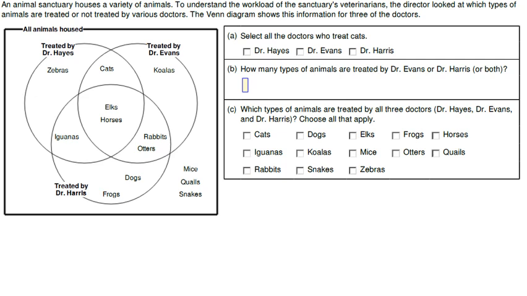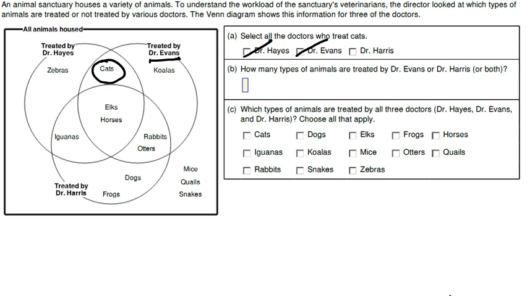So let's select all doctors who treat cats. So if you treat a cat, they're the cats. The cats are in the Dr. Evans circle. The cats are in the Dr. Hayes circle. But the cats are outside of Dr. Harris. What is that guy's problem, huh? Doesn't like cats, apparently. He'll take care of an elk, but not a cat. All right. Well, that's, again, not our issue.